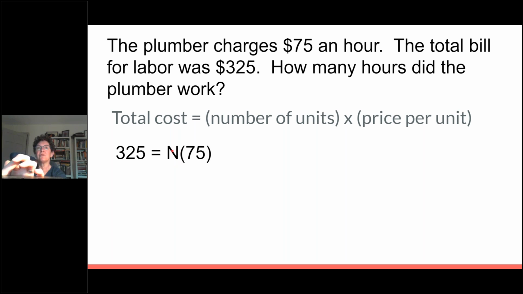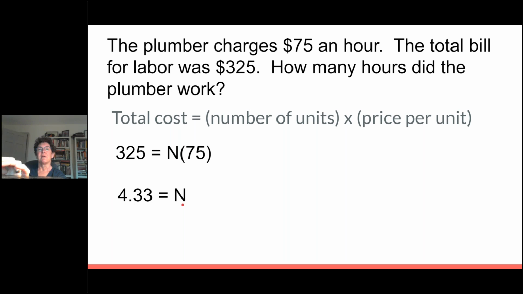How do I find out what N is? Since these two variables here are multiplied, N times 75, I'm going to do the opposite of that to undo that multiplication, which is division. So I'm going to divide both sides by 75. 75 divided by 75 is 1, leaving me with N on this side. And then I divide 325 by 75. And the answer is 4 33/100.